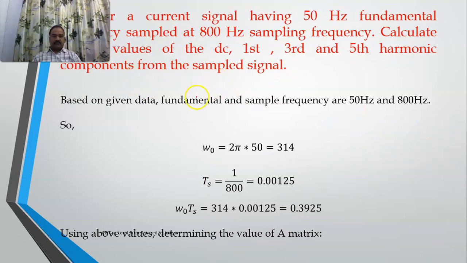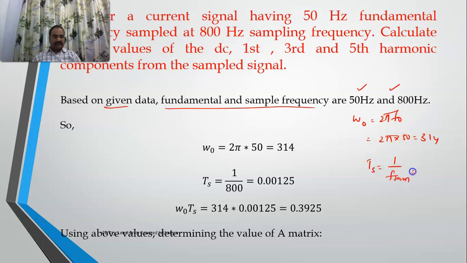Now, as I already told you, based on the given data, the fundamental frequency is 50 Hz and the sampling frequency is 800 Hz. So my omega naught is 2 pi f naught, which is 2 pi into 50, that is 314. My sampling time is 1 by sampling frequency, which is 1 by 800, that is 0.00125. And omega naught Ts, which I will use frequently for calculation, is 314 into this value. Using these values, you know the A matrix.